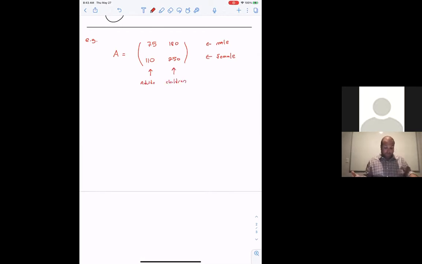So if I said, for example, how many female children were in this survey, the answer would be 250, because the female and children entry is the bottom right entry. So then it gives me a second matrix.